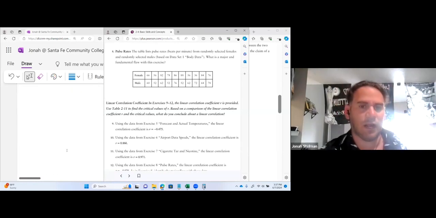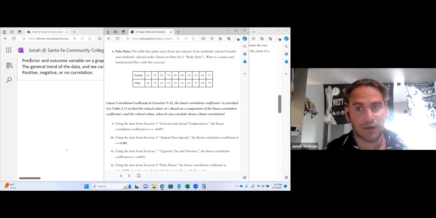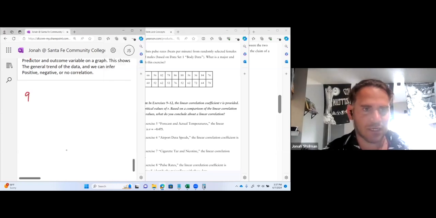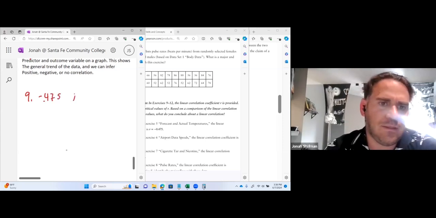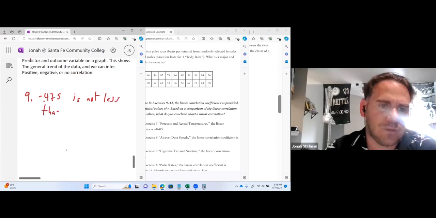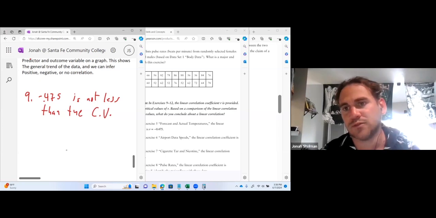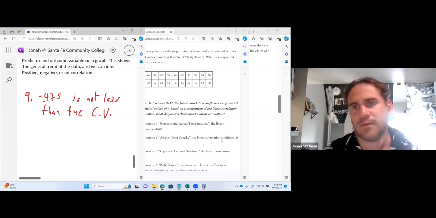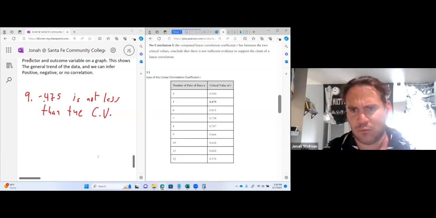I know we saw it on the graph, but using the table, like if we didn't have Excel and we just looked at the table, when I did stats many a moon ago, we had to use the table. So negative 0.475 is not less than the critical value. And our critical value is 0.632.